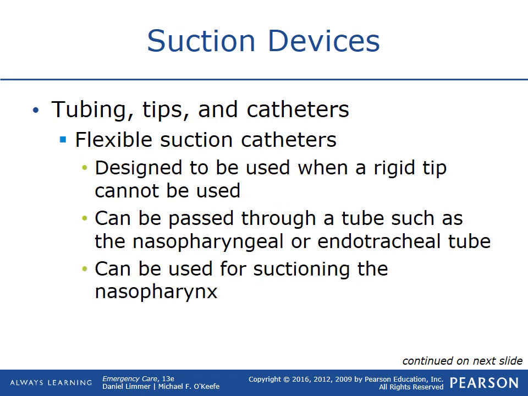Flexible suction catheters are designed to be used when a rigid tip can't be used. You use flexible suction catheters on infants also. You can pass that through a tube, such as a nasopharyngeal or even an endotracheal tube, and suction down into the mouth. And it can be used for suctioning the nasopharynx. It's a little gentler than the rigid tip.